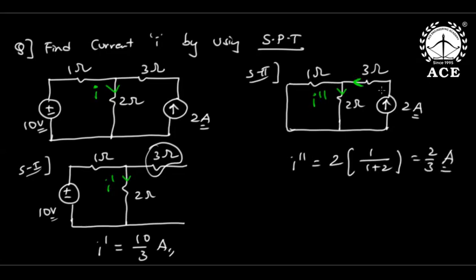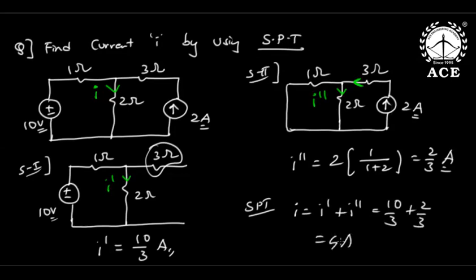Because the current source is in series with the element, the current is constant. At this junction it will divide because these two are parallel. The voltage source is shorted, so 1 and 2 are in parallel. So this current is total current 2 amperes into opposite one by sum. According to superposition theorem, the total current I is I dash plus I double dash: 10 by 3 plus 2 by 3, 12 by 3, which is 4 amperes. The answer is 4 amperes.